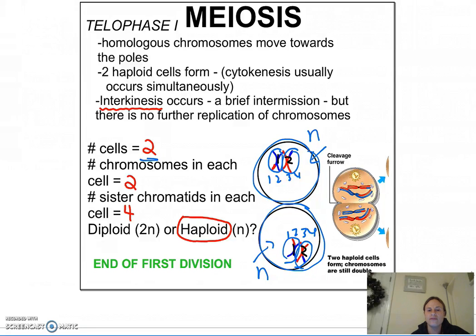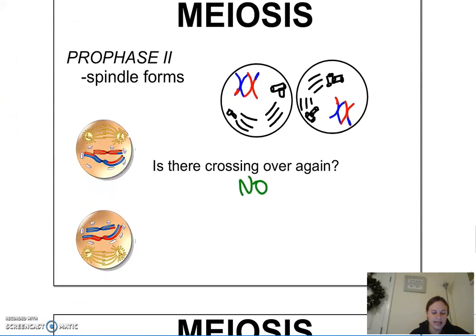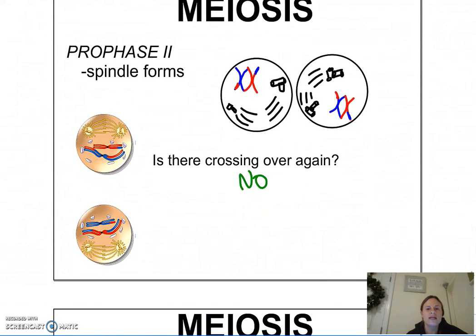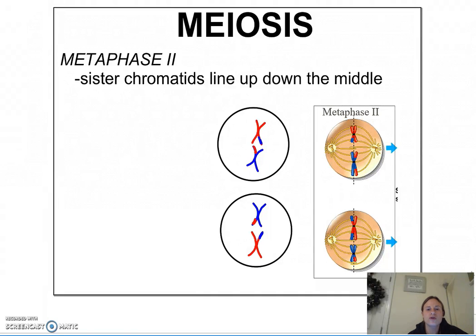And like I said, at the end of each division, the daughter cells are going to have half the number, or the haploid number, of chromosomes as what we started out with. So remember, we started out with a cell that had 8 chromosomes. Now we've got cells that only have 4 chromosomes. Moving on to the second division, you've got prophase 2. The spindle forms. There's no additional crossing over. Metaphase 2, now those sister chromatids are lining up down the middle.